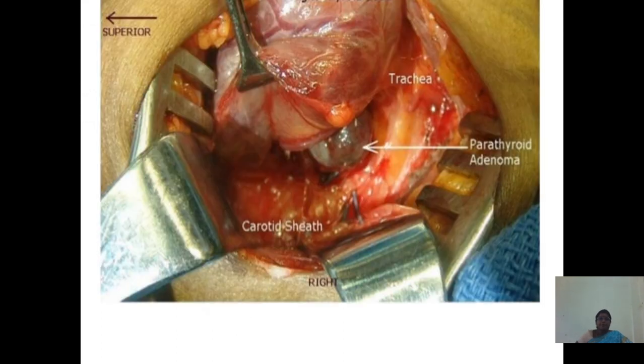This is the parathyroid adenoma. This is the trachea. This is the carotid. This is the right side, left side, superior side.